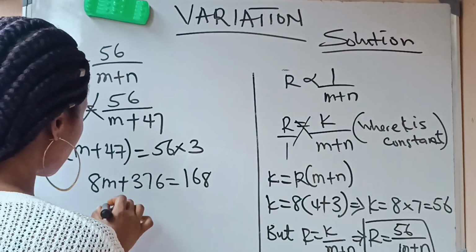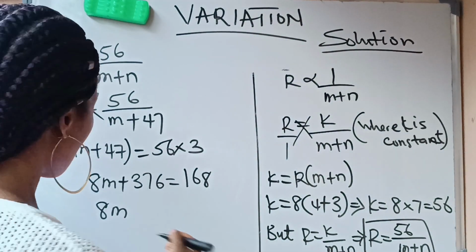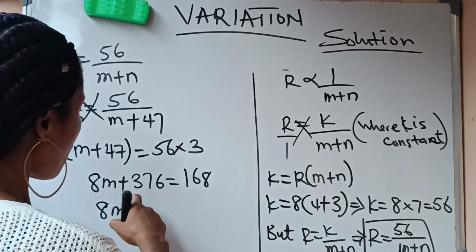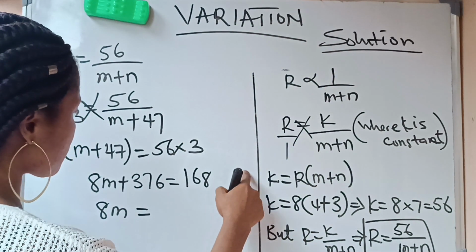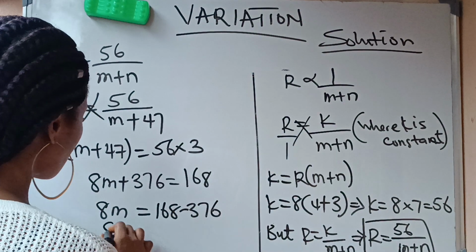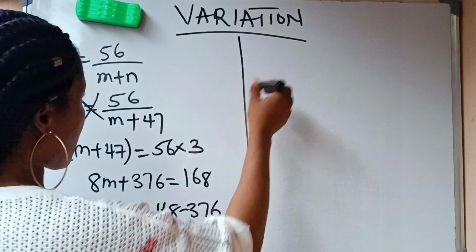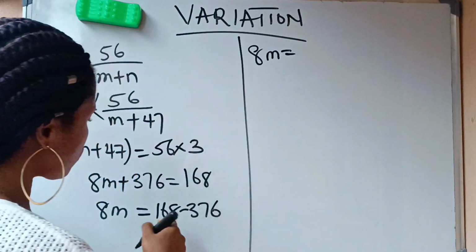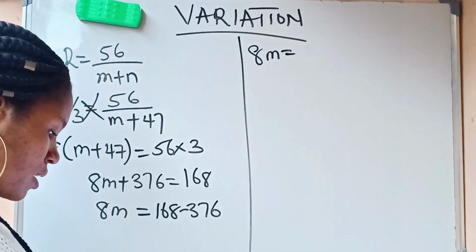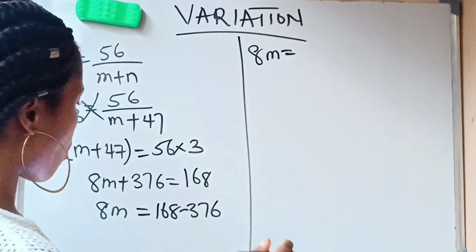Okay, so that means that our 8M, because we are looking for M, is supposed to be on its own, right? So if we write 8M, it is going to be equal to this plus 376. We cross over to become minus 376 here. So it's going to be 168 minus 376. Okay, so our 8M now is going to be equal to 168 minus 376. 168 minus 376, we are going to have minus 208.